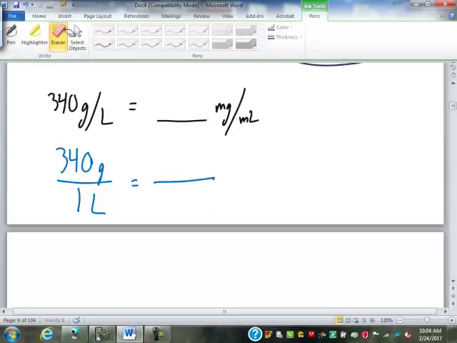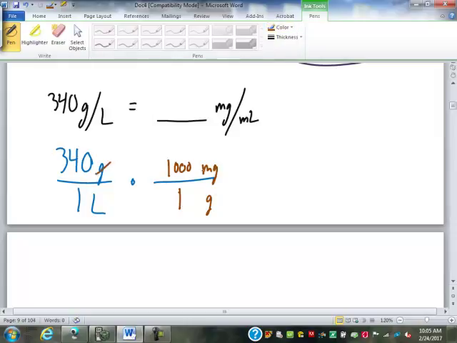Now I could do this with my dimensional analysis like I just did. I could put grams on bottom, milligrams on top. It depends on how I want it. I say 1 gram is 1,000 milligrams. Or I could say 1 milligram is 1,000th of a gram, either way.